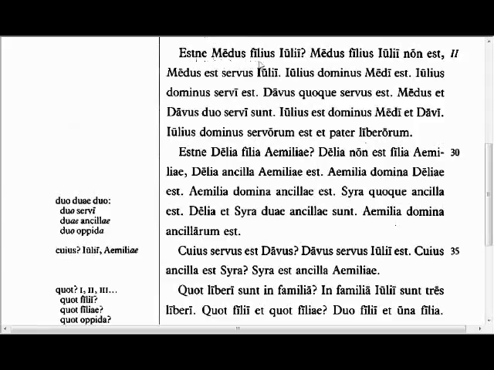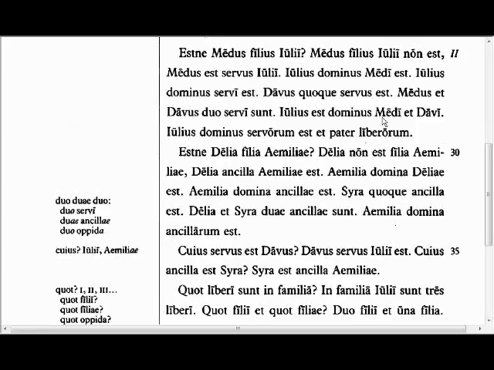Estne Medus filius Julii? Medus filius Julii non est. Medus est servus Julii. Julius dominus Medi est. Julius dominus servi est. Davus quoque servus est. Medus et Davus duo servi sunt. Julius est dominus Medi et Davi. Julius dominus servorum est, et pater liberorum.